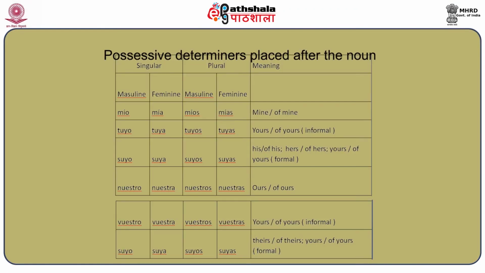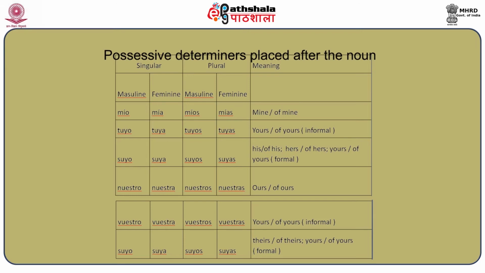Now we are talking about the possessive adjectives of this type which are placed after the noun they determine. So they agree in gender and number with the noun they modify, and their pronunciation is strong, unlike regular possessive determiners whose pronunciation is weak. So we are now going to see the possessive determiners which are placed after the noun, and it can be said that they are used as a pronoun.